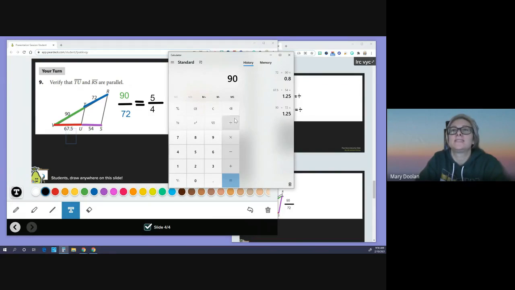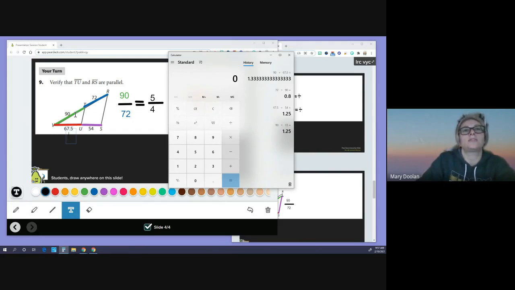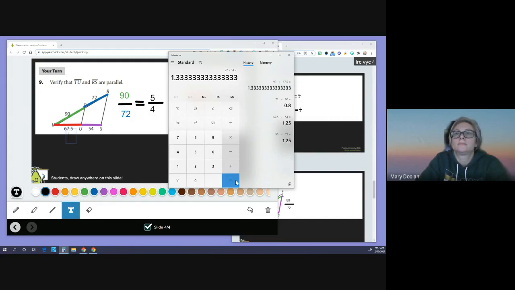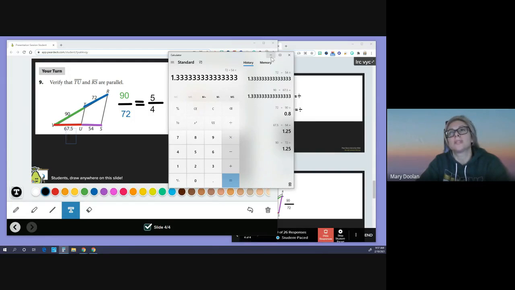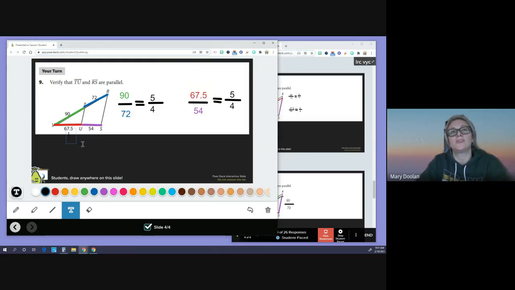90 divided by 67.5 equals 1.333333. So it's 1 1/3. Now, if I also get 1 1/3, then this is just another way to set up the ratios. So we did the green over the red. What about the blue over the purple? Ah, it works. Look at that. So you found another way you can set up your ratios. There's lots of ways to set up ratios.